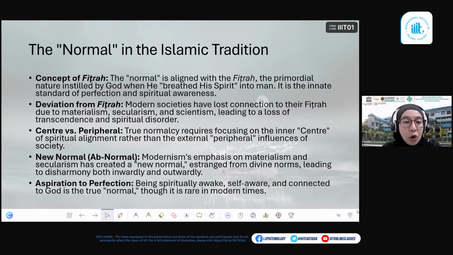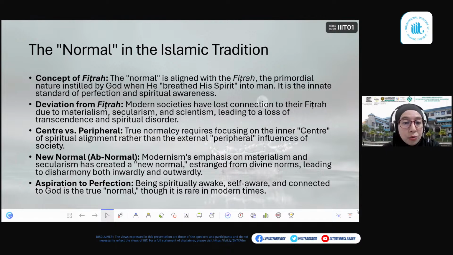In the Islamic tradition, the concept of normal is deeply rooted in fitrah, the primordial nature that Allah instilled in humanity when He breathed His spirit into man. Fitrah represents an innate standard of spiritual awareness and perfection, a state of being in harmony with God and the universe. However, as societies have evolved, there has been a significant deviation from fitrah. Modern societies, driven by materialism, secularism, and scientism, have lost our connection to this divine nature. This has led to a loss of transcendence, resulting in spiritual imbalance and also disorder.